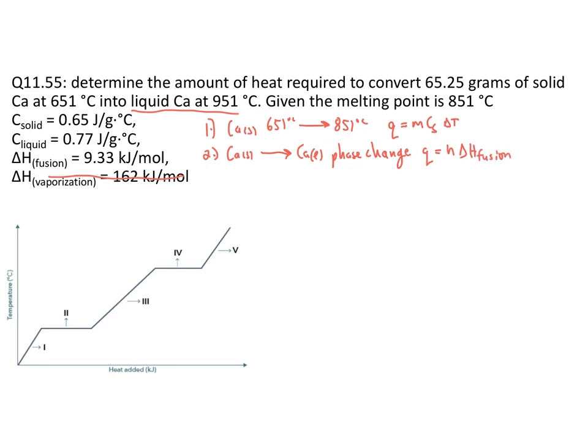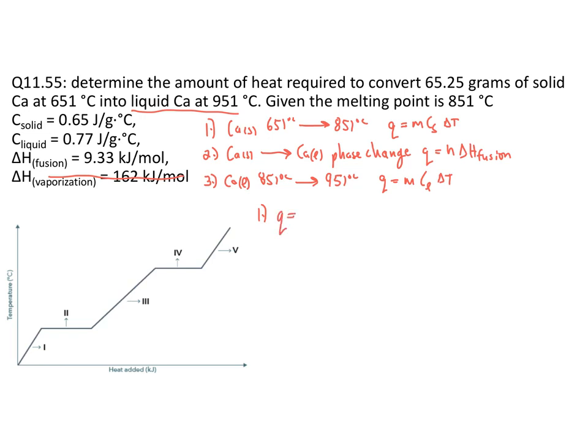Finally, now I have liquid calcium at 851. I need to take liquid calcium at 851 degrees Celsius and warm that up to 951 degrees Celsius. And now I'm going to be back to Q equals mc delta T, except for this time I'm going to use the specific heat of the liquid calcium and not the solid calcium that I used in step 1.